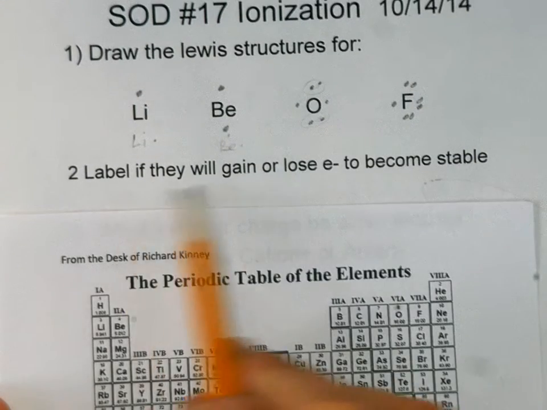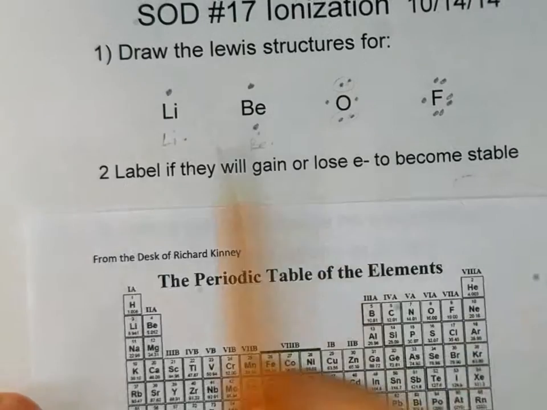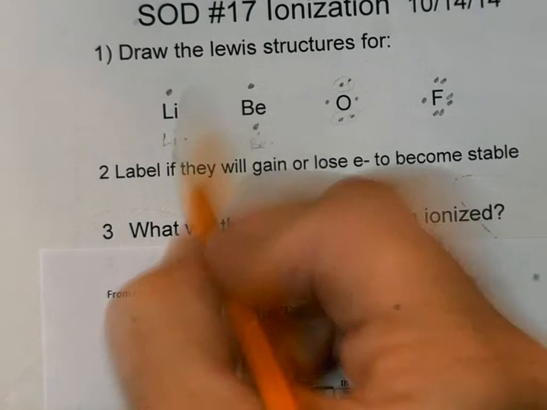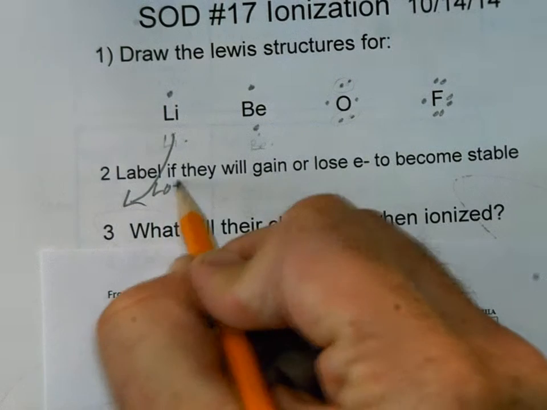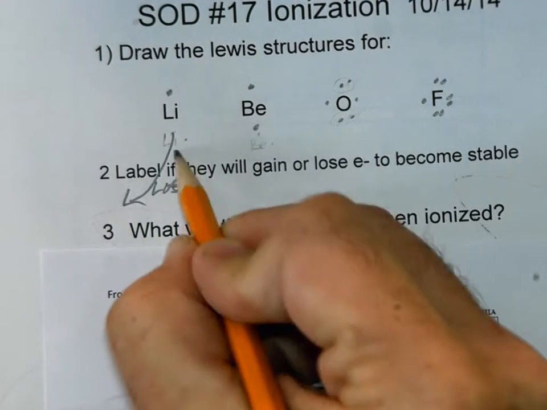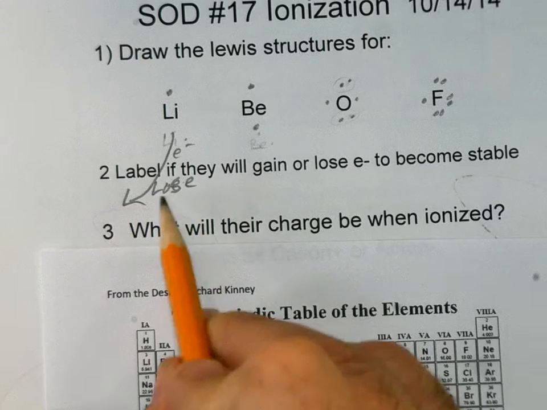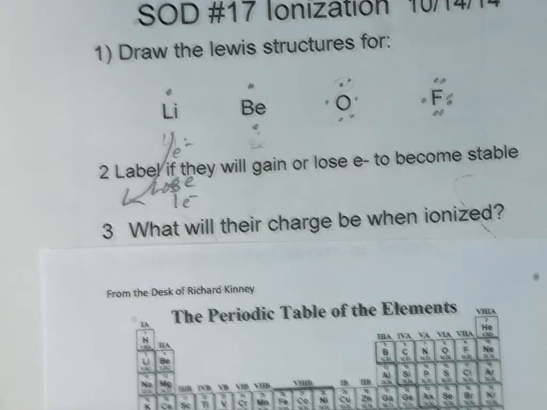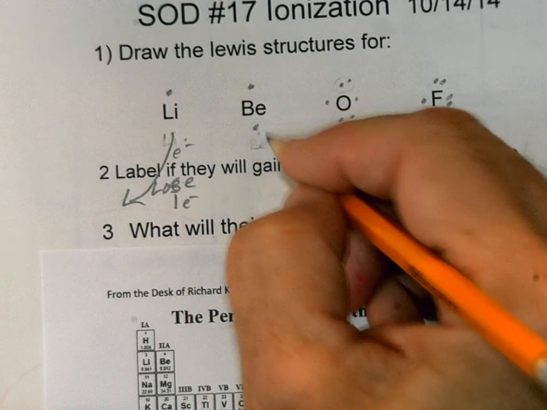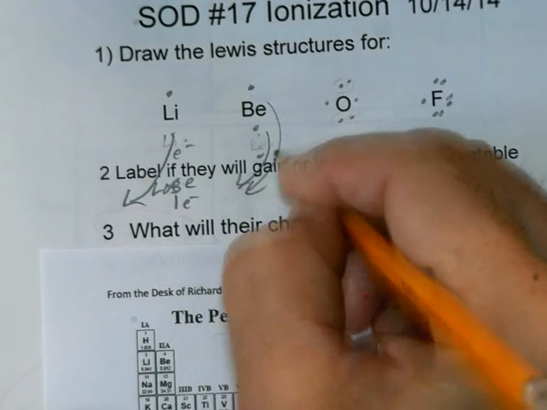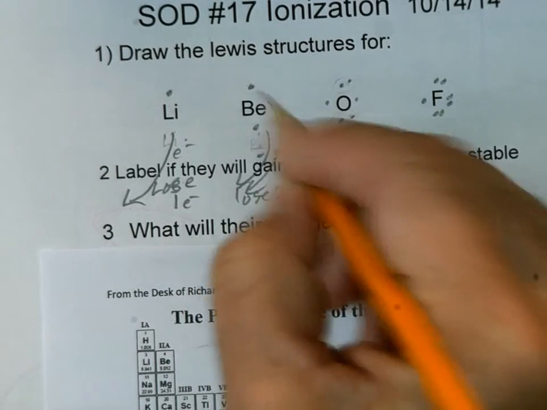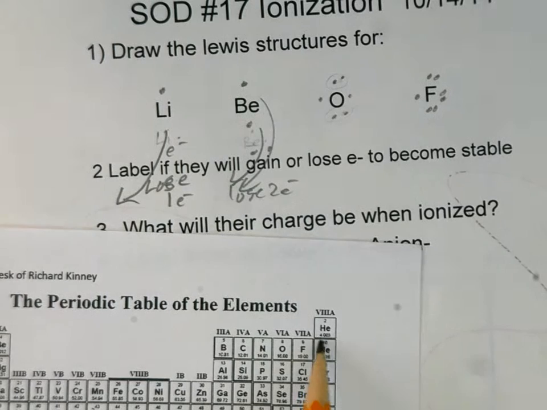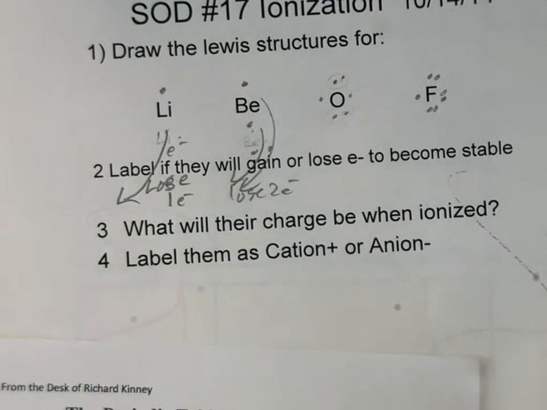Over here, label if they will gain or lose electrons to become stable. So what's lithium going to do? Gain or lose an electron? It's going to lose that electron. So whoosh, it's going to lose, L-O-S-E, an electron. Okay. How many electrons does it lose? Lose 1 electron. How about beryllium? It's going to have to lose 2. So it loses 2 electrons to become stable. When beryllium does that, when it loses those 2 electrons, it thinks it's helium and it's very happy. However, it will have a charge.